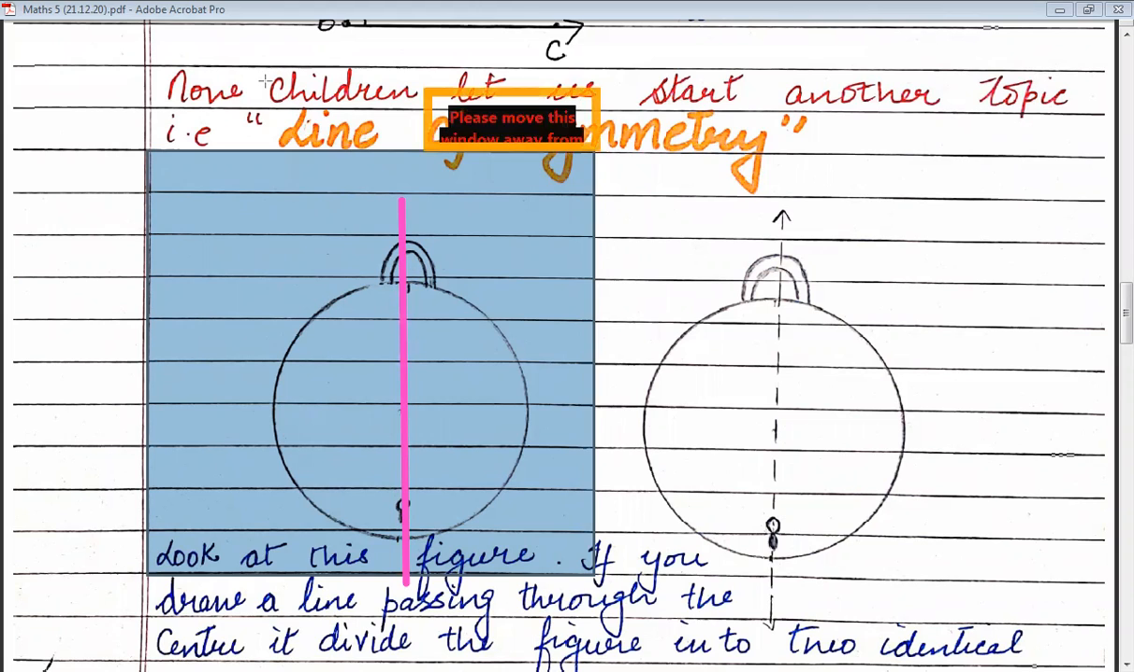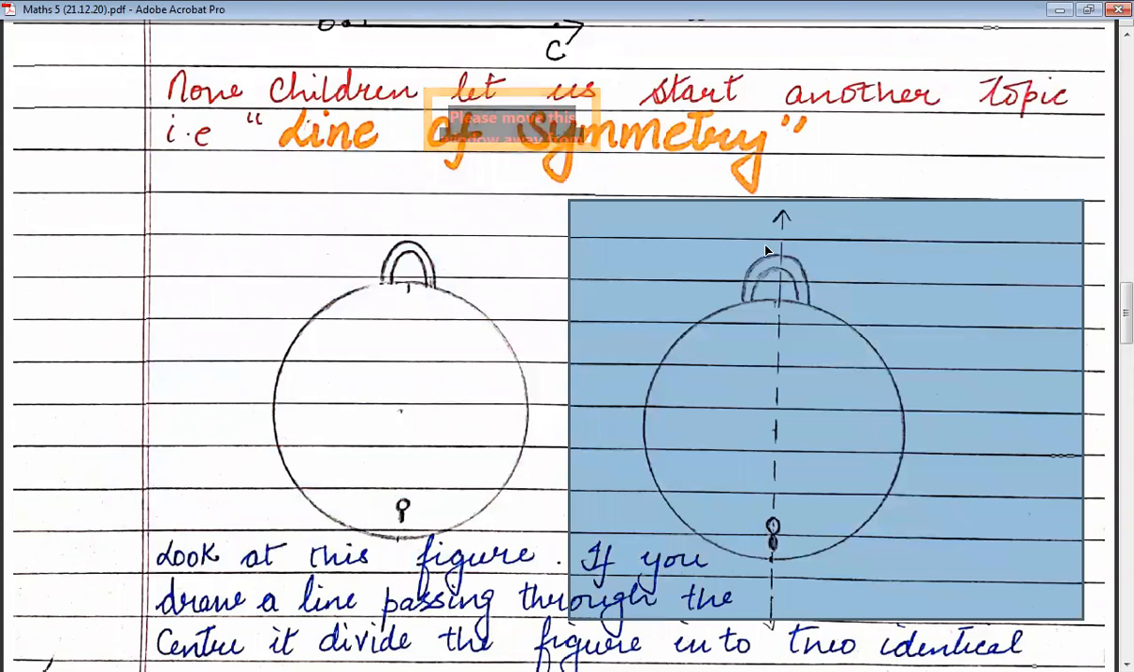Now let me show you here. This whole part and this one, these two parts are equal. Okay, so this is called a line of symmetry. Now what is a line of symmetry? A line of symmetry is a line that passes through the center and divides a given figure into two equal parts or into halves. So you can see that in your second figure your two parts are equal.